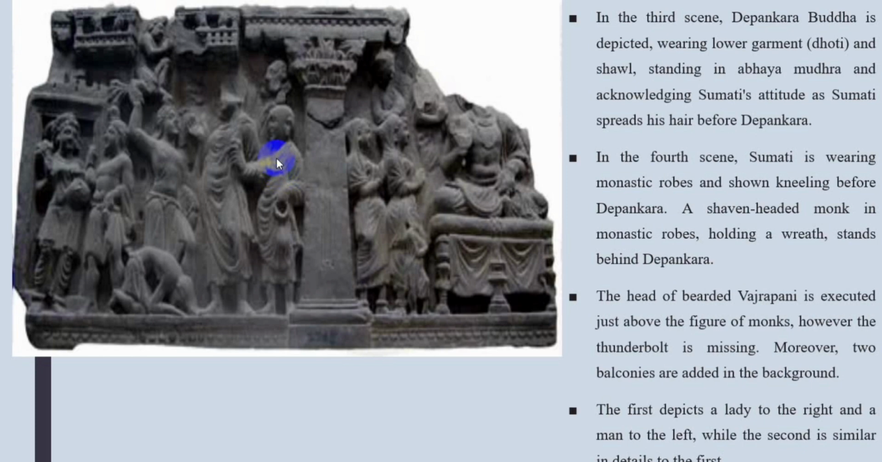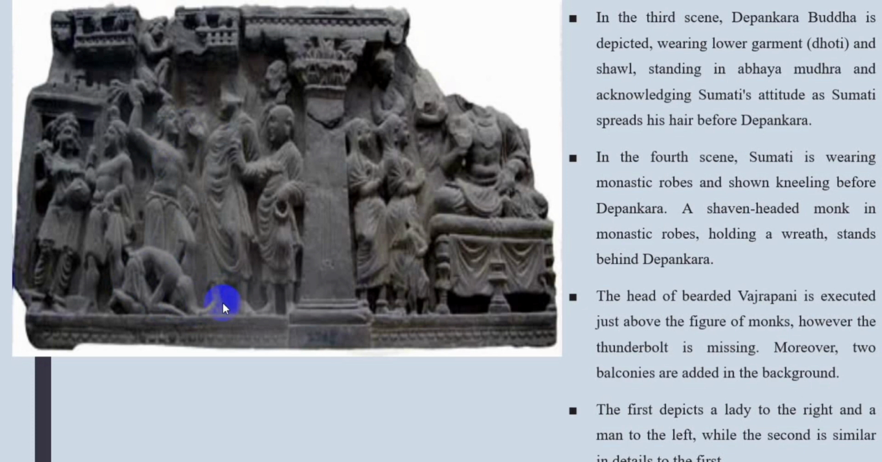And in the third scene, Dipankara Buddha is depicted wearing a lower garment, which is also called dhoti in local terms, and a shawl, and standing in Abhaya Mudra pose, acknowledging Sumati's attitude as Sumati spreads his hair before the Dipankara Buddha. So here you can see the leaning figure of Sumati, who has spread his hair to protect the feet of Dipankara Buddha from the muddy ground.